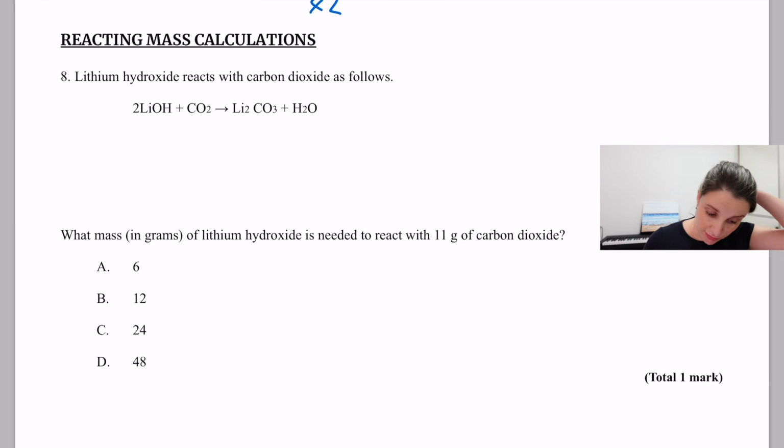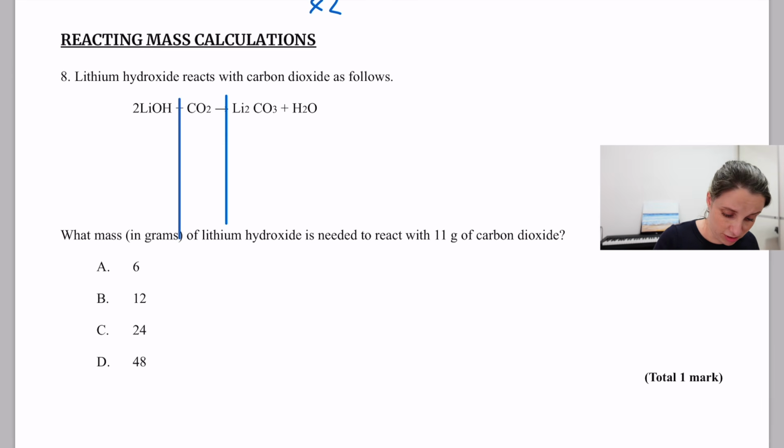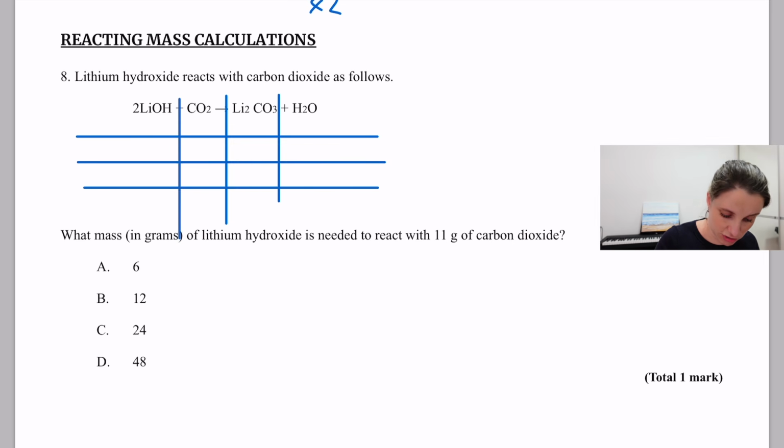So what we've got here is an equation of lithium hydroxide reacting with carbon dioxide, and then they've said what mass in grams of lithium hydroxide is needed to react with 11 grams of carbon dioxide. So whenever you're given equations like this, you're working out the moles of each, and then you're trying to work out the mass overall. Again, I really recommend trying to set up tables to work out what's going on, which numbers relate to what, and what you're trying to work out.